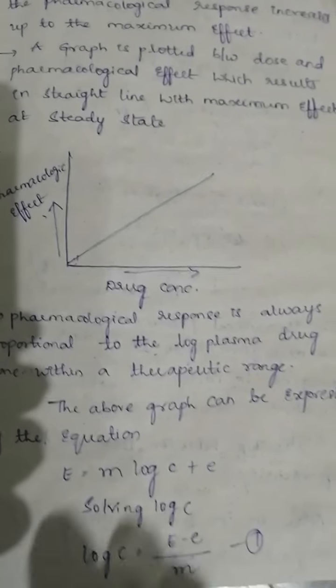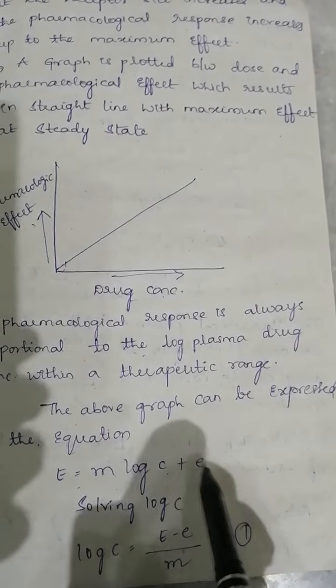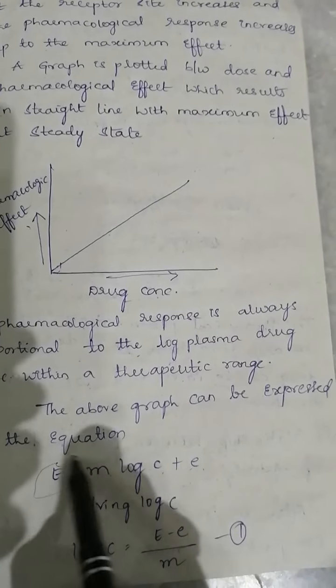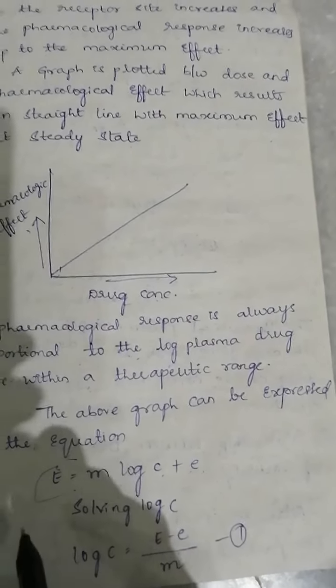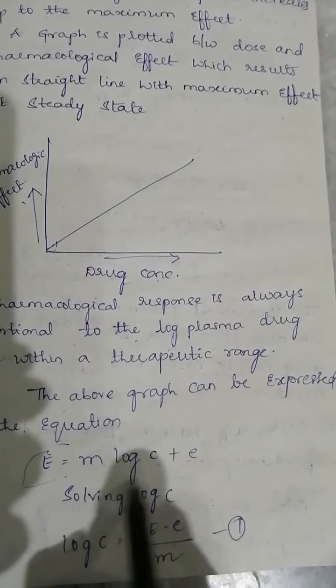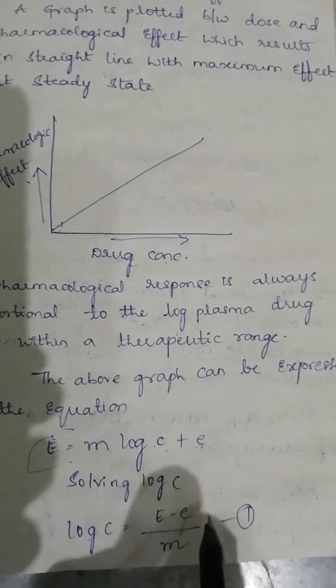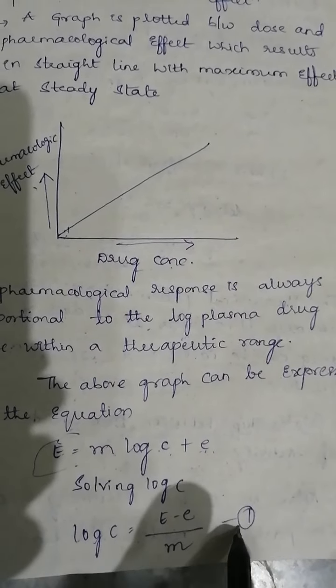Okay, so the above graph can be expressed by the equation E is equal to m log C plus E naught, which is nothing but the effect of concentration of drug at a point. Okay, so solving for log C, you have to solve this log C. So log C is equal to (E minus E naught) by m. So this is the first equation.